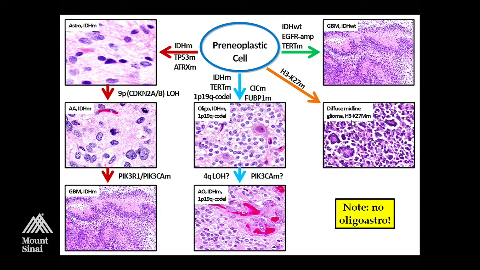So notice I didn't list oligoastrocytoma. If you do these molecular analyses, oligoastrocytoma becomes vanishingly rare. I'm only aware of two case reports where one area of a tumor was molecularly astrocytoma and another was molecularly oligodendroglioma. So essentially, if you use the WHO 2016, oligoastrocytoma should either become extinct or very rare. Again, there are exceptions like everything else in the pediatric subset, and we'll probably hear from Cynthia about that.